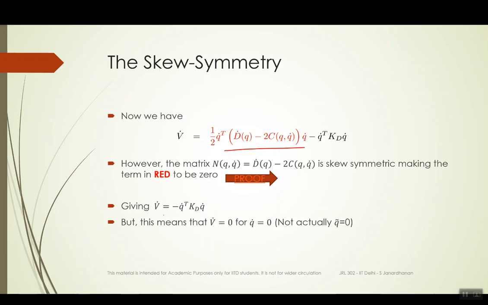giving V dot equal to minus q dot transpose Kd q dot. However, this means that V dot is equal to 0 for q dot equal to 0. It's not q tilde equal to 0. So at any point where the velocity is 0, V dot is 0. So V becomes constant at any place where the velocity can be consistently kept at 0. But this seems to be a problem, because velocity can be 0 even when position error is not 0.